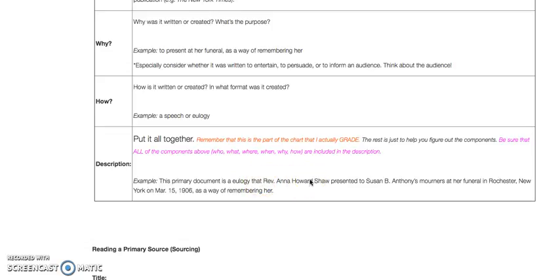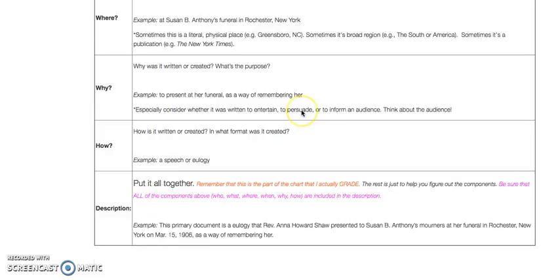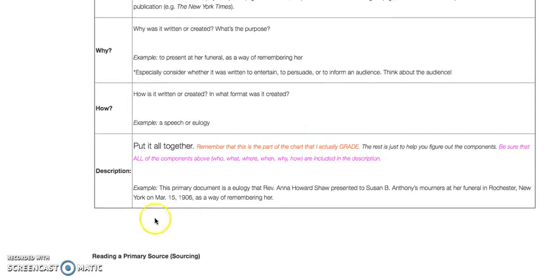So the description is just the sum of all of these parts up here. And what I will actually grade is the sentence that you write in this box here. Hope that's clear. If not, please feel free to shoot me an email to ask about that.